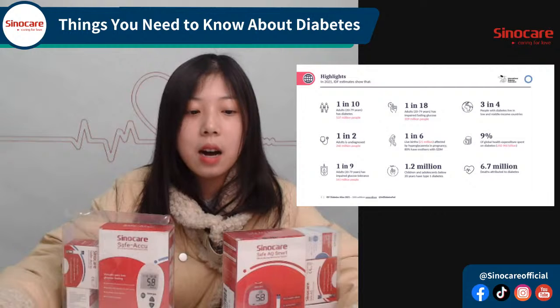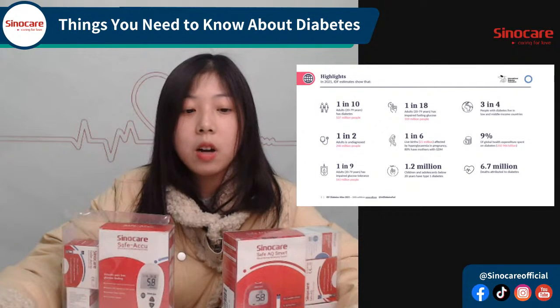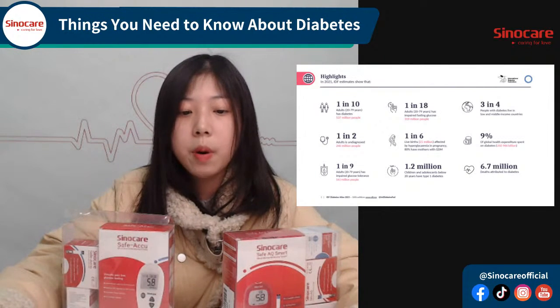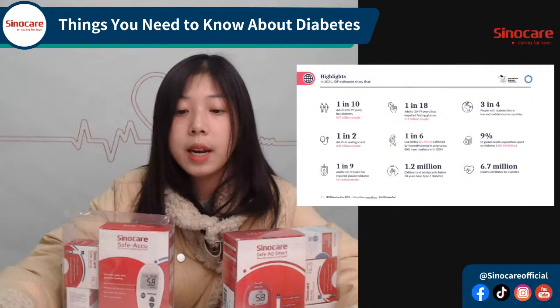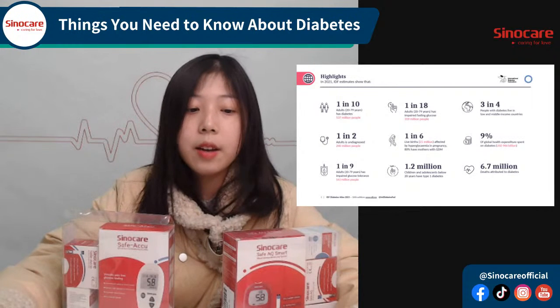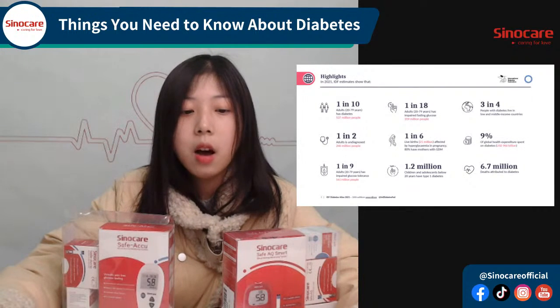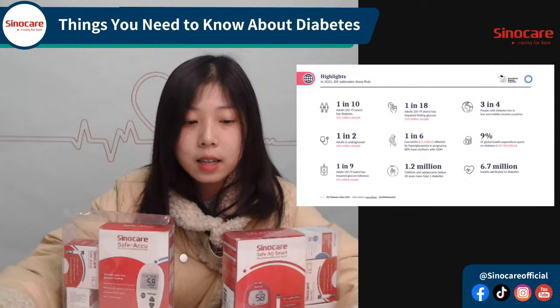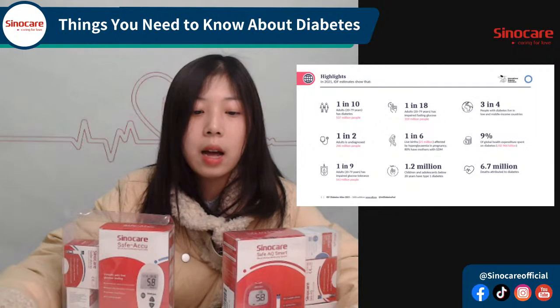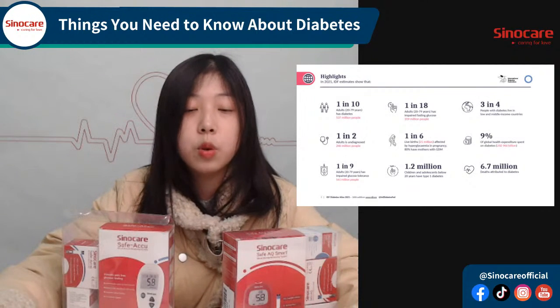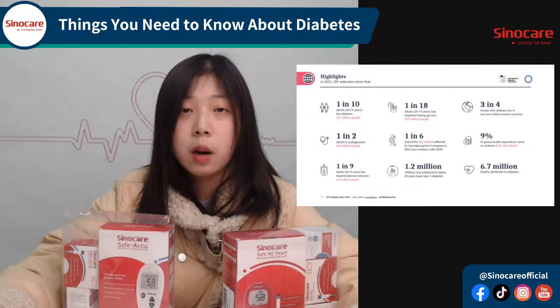And then there are 541 million people with impaired glucose tolerance in adults aged 20 to 79 in the world, accounting for 1 in 9 of the total population. And the next is about 1.2 million children and adolescents under the age of 20 have type 1 diabetes.